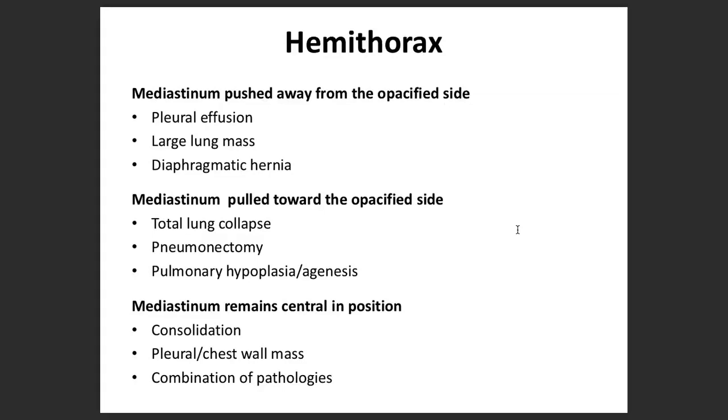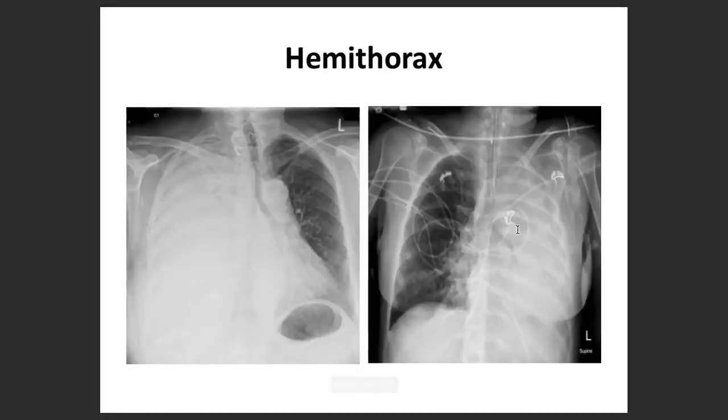So, what about hemithorax? What is happening over here? Can anyone recall? Okay, let's try to make it easier for you. This is the condition, hemithorax. And why is it called hemithorax? Because what is happening is you can see only half of the thorax. So that is why it is called hemithorax.